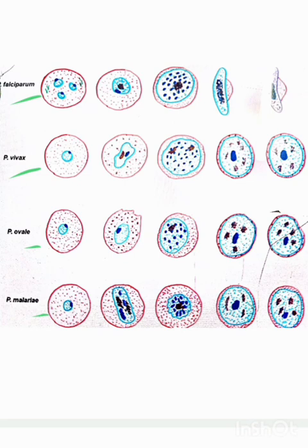These are the parasites inside the RBC. You can recognize it by seeing the images under the microscope.